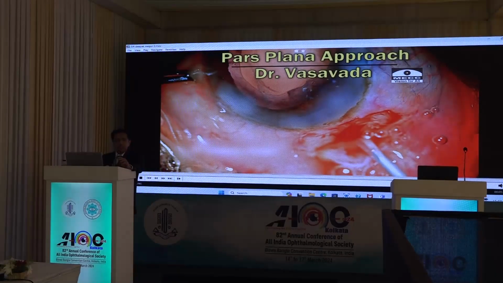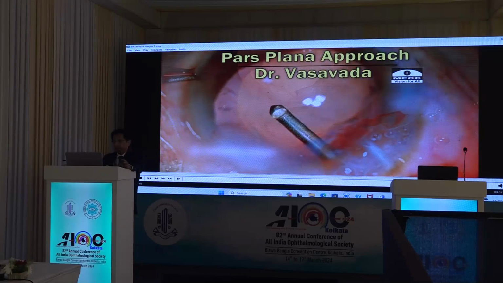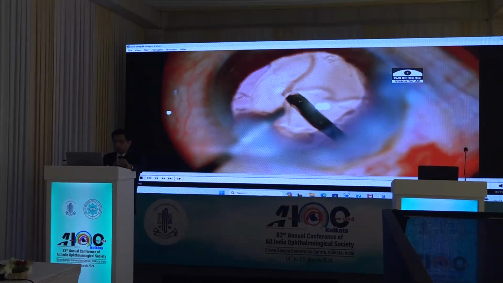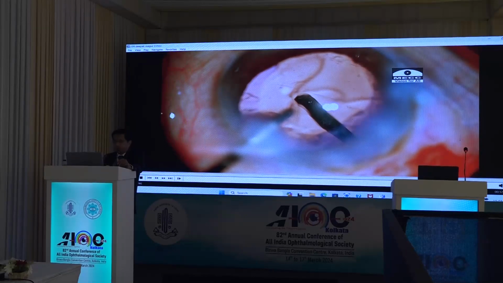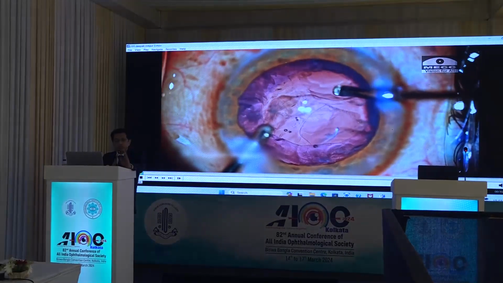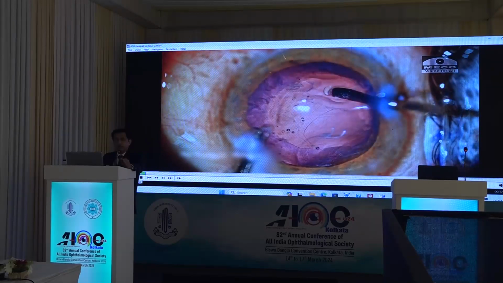Dr. Vasavada has very beautifully demonstrated that, by going through the pars plana way, we can prevent the enlargement of the posterior capsular tear. It is technically not so difficult, but when you're doing surgery under topical anesthesia, sometimes it becomes a little bit cumbersome for us to again give a block, enhance, or do this, but you have to do it. But my idea is, can we achieve the same goal by going through the limbal approach itself?